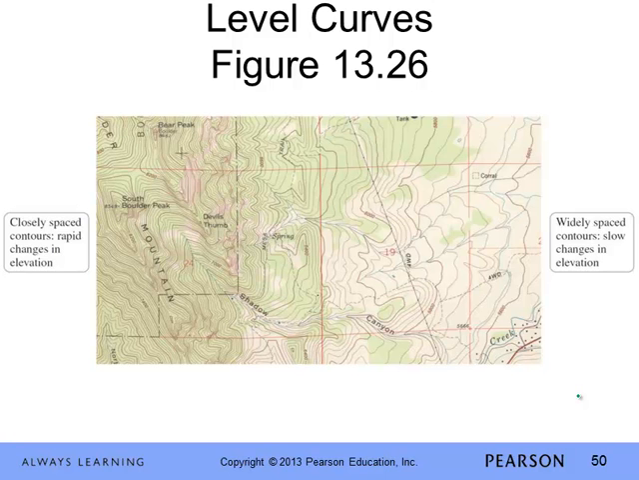Now, you'll then look at how close those contour lines are to each other. If they're really close to each other, that means you're going uphill more quickly, that the terrain is more steep. Versus if the contour lines are more stretched out, further apart from each other, like down here, that means the terrain, meaning the elevation, is changing more slowly.